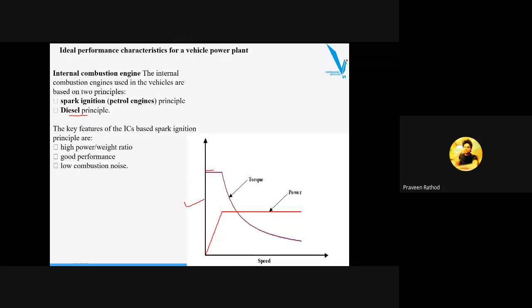Okay, did you study the performance characteristics of four, what we call it as, one minute, I'm going to tell you that. So you have studied this curve.